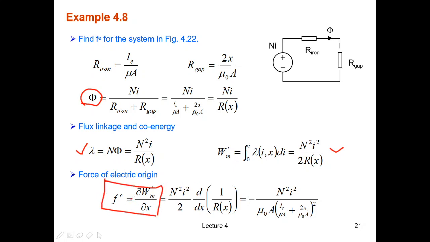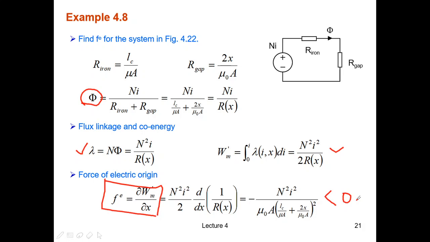Remember, no minus here. If you calculate it with Fe with Wm, then it will be minus the partial differentiation of Wm with respect to x. But here, the force is calculated with the partial differentiation of Wm dash with respect to x, no minus here. However, you will see that the result will be a negative one. You see that this is positive, this is positive, positive, positive, and positive here. So the final product here will be negative.